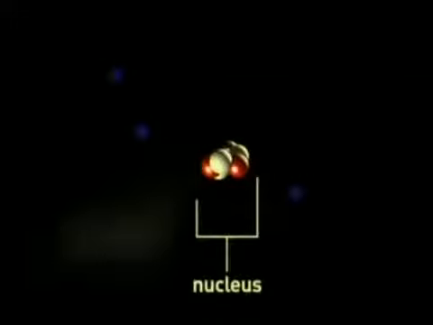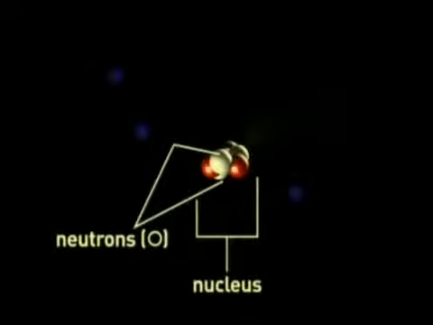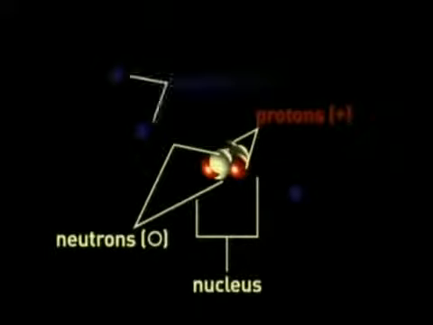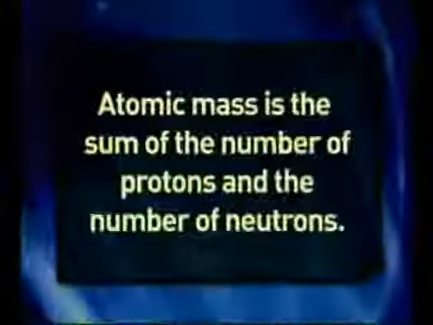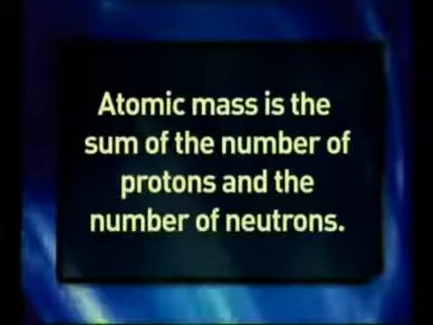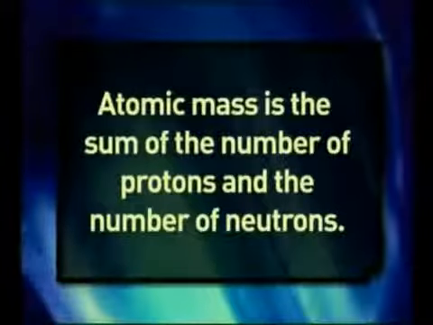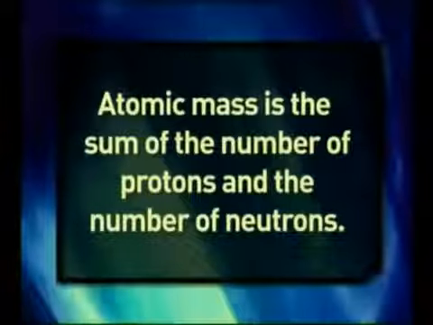An atom is made up of a tiny nucleus comprised of neutrons and positively charged protons, surrounded by a cloud of even tinier, negatively charged particles called electrons. Because opposites attract, the negative electrons are held within the atom by their attraction to the positive protons. The atomic mass of any atom is the sum of the number of protons and the number of neutrons.